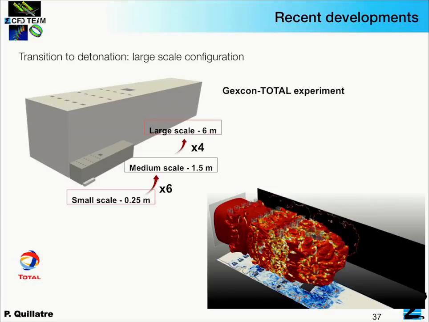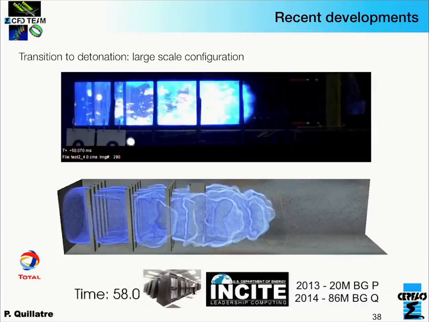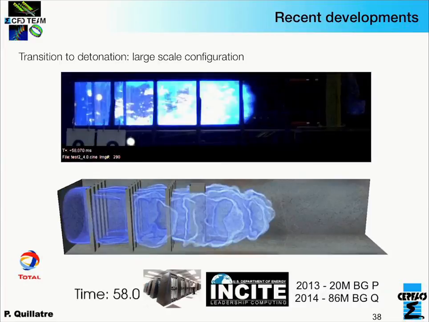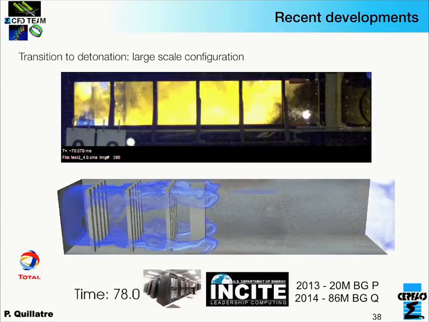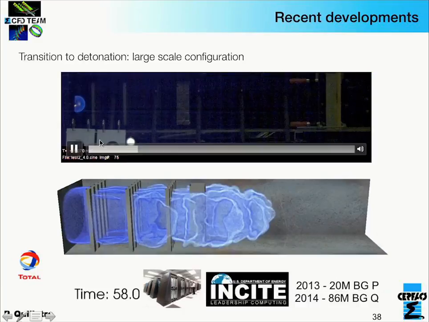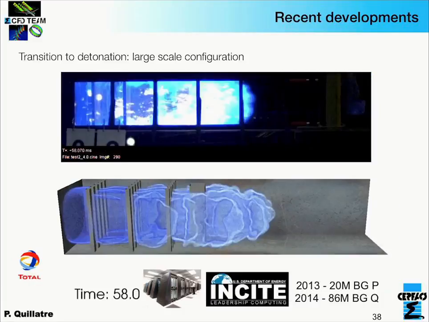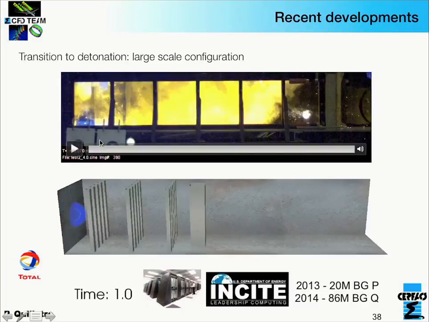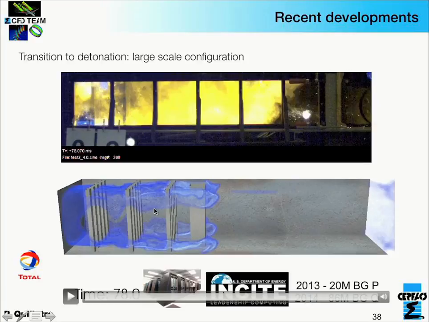So this is a medium scale experiment on top. I show you first the experiment. So it starts laminar, okay? And it goes through obstacles, and when going through obstacles, the flame surface increases and it transitions to detonation. And at the bottom, you get the simulation. So it's quite similar. We could find the same kind of behavior. We start laminar, and then it goes through the obstacles, and we could compare the flame propagation speed and validate again against these experiments. Okay, I think I will stop here now.